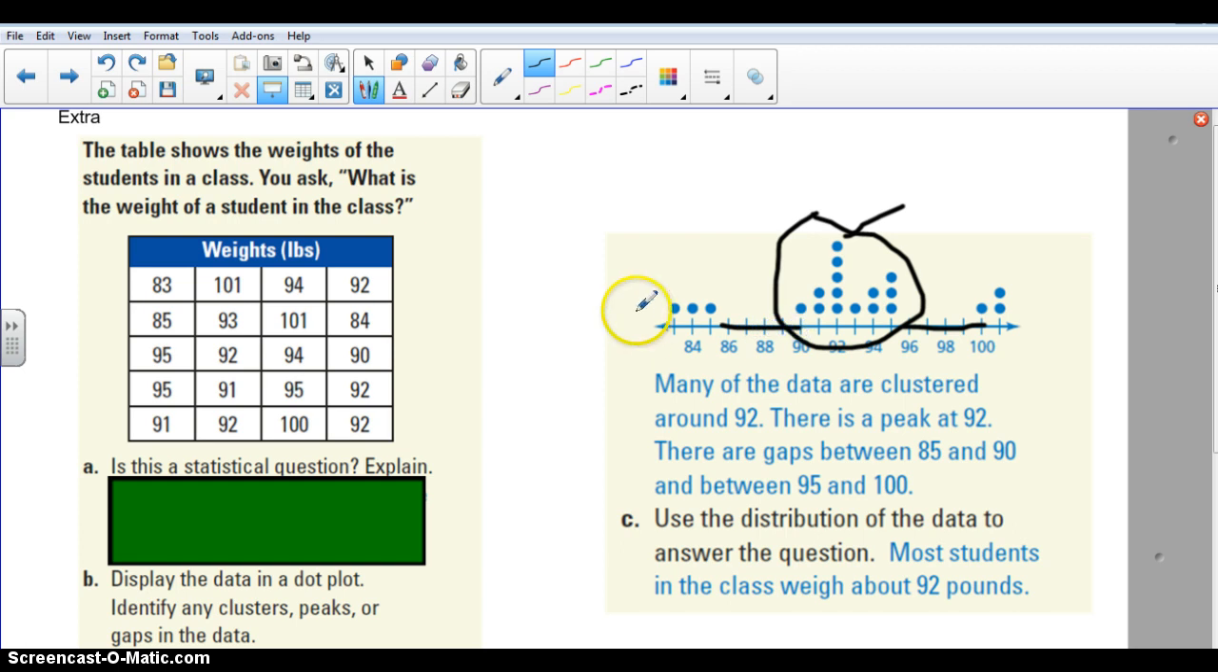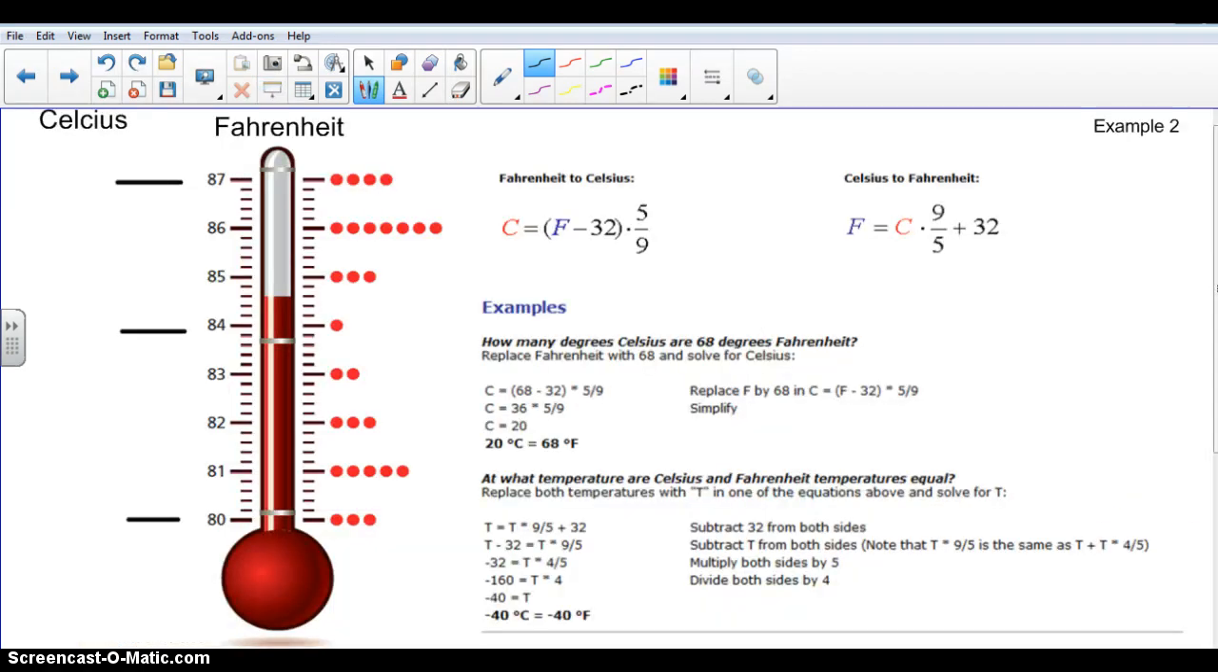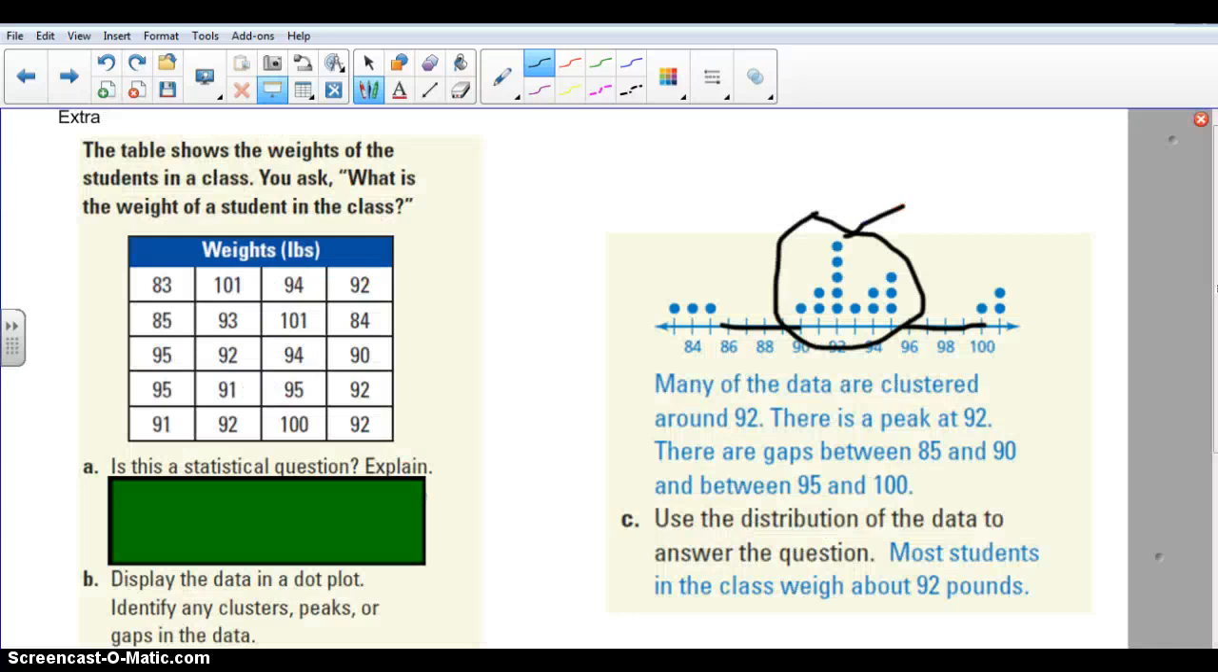So you have a gap between the beginning data, middle, and between the middle and the end. I didn't give you letter C, so you don't have to worry about that. Okay, the next thing I want you to do is the on your own, and that is on page 392 in your book, and come back for the answers.